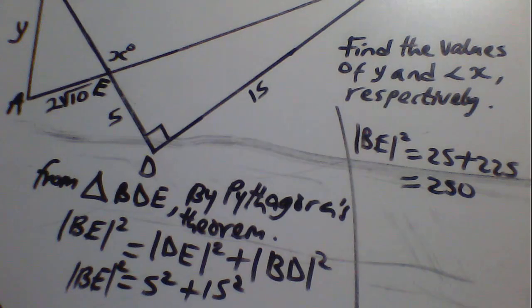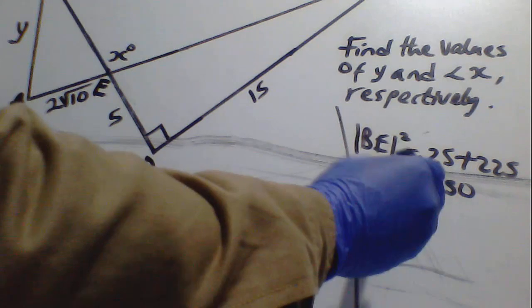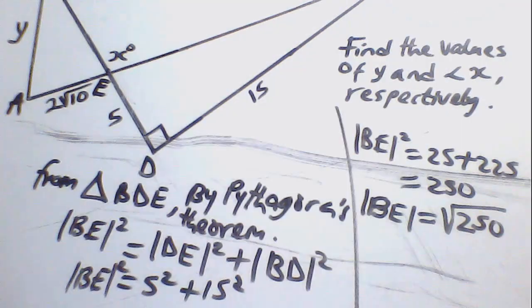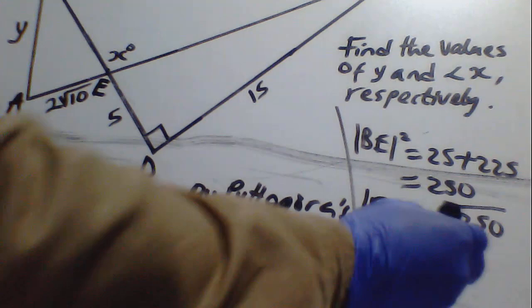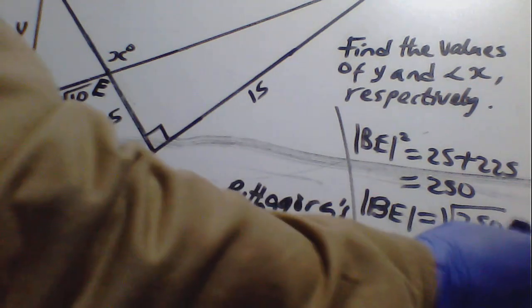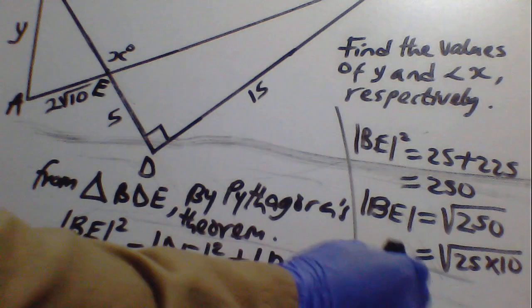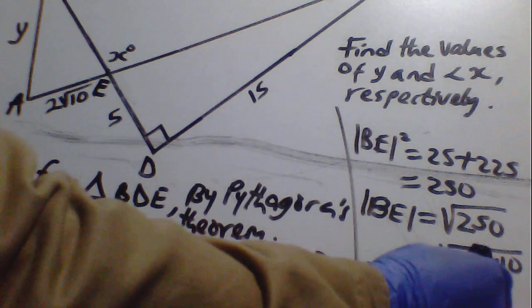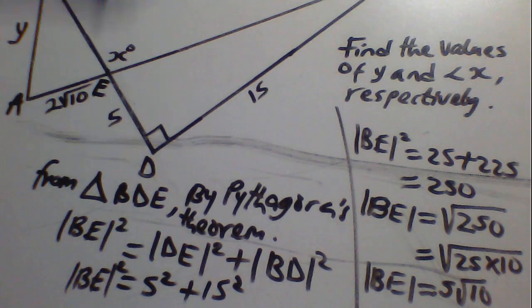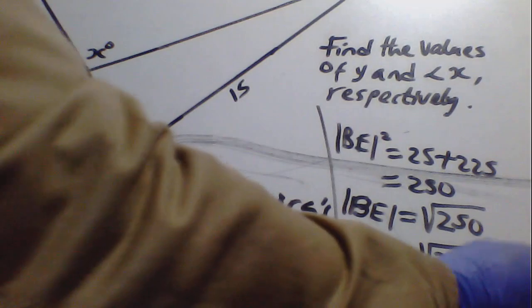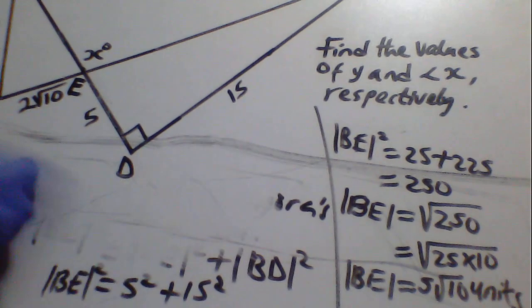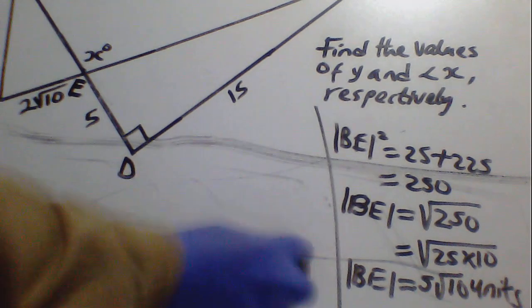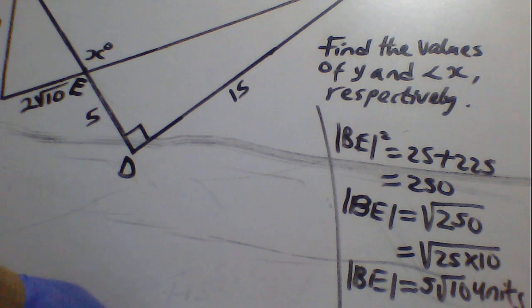So the next is to find the square root of both sides of the equation, and that gives us that BE is equal to the square root of 250. You are measuring a side, so you take the positive value of the square root. So you can simplify the surd. That is the same as 25 times 10. And if you do that, you have BE equal to 5 root 10 units. So you have gotten the value of BE.